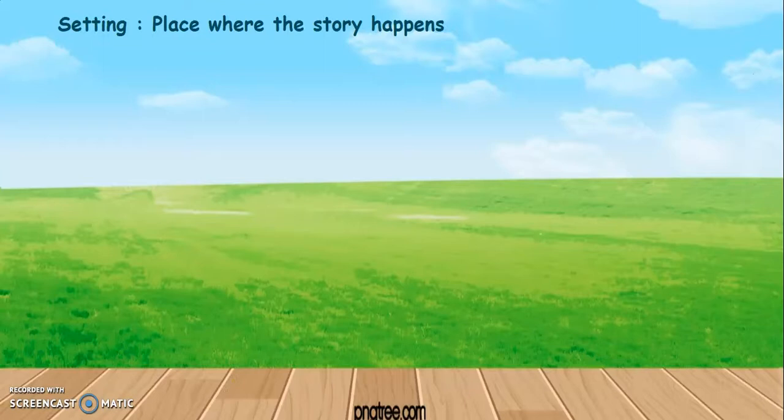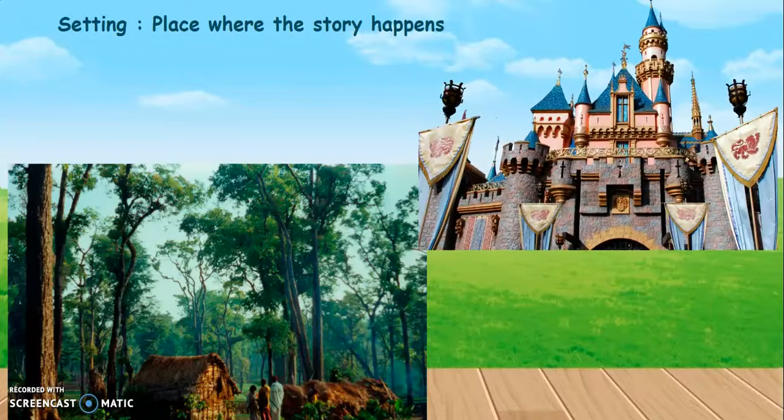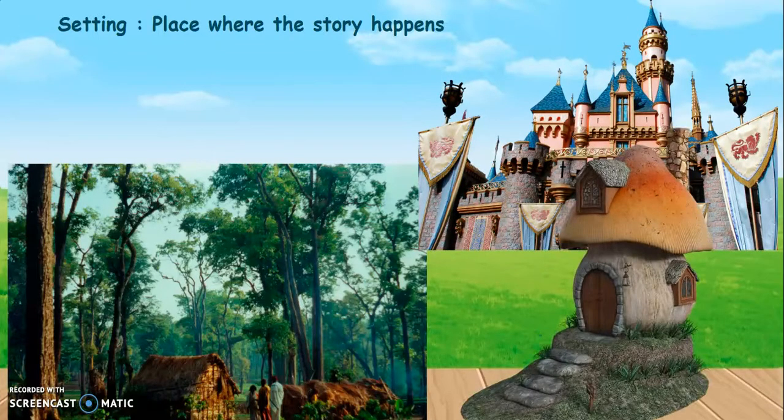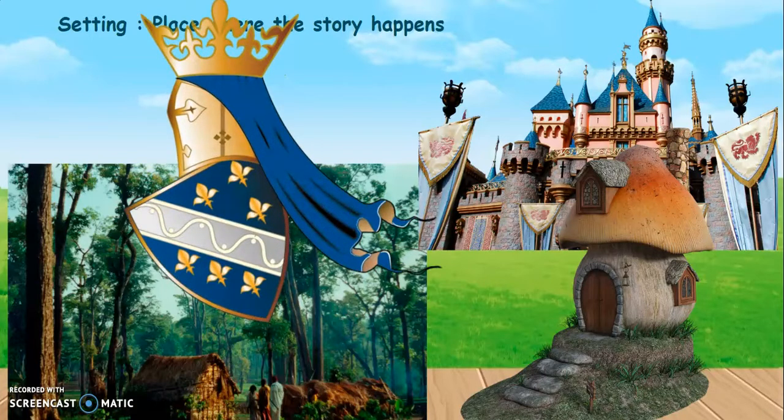The next thing we'll discuss is the setting, a place where a traditional tale happens. Usually you find out that this happens in the forest, in the woods. Sometimes it happens in a magnificent castle. Sometimes it's in a little cottage or in a house somewhere in the town or in a country or in the woods again. And sometimes it's in a faraway kingdom.